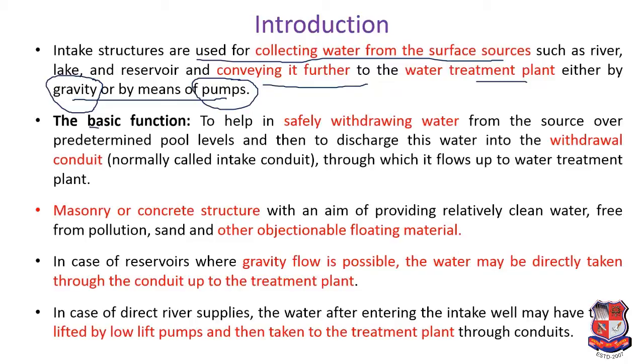So here the basic function, just to recall again, is safely withdrawing water from the source, that is the surface water source, and conveying it through the withdrawal conduits to your water treatment plant. Generally this structure is either a masonry or concrete structure, and its main aim is to provide water which is relatively clean, free from pollution, sand and other objects and floating material.